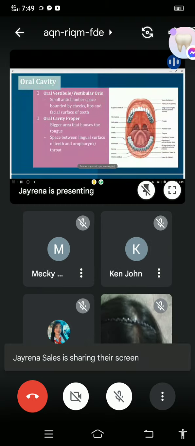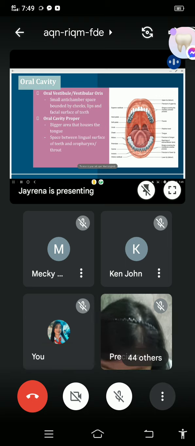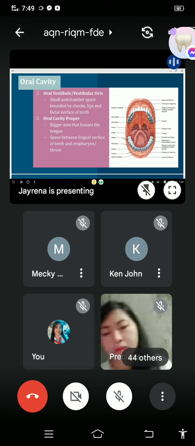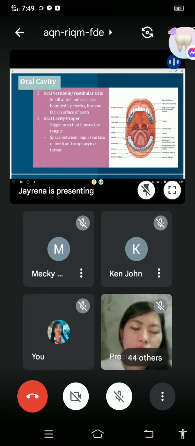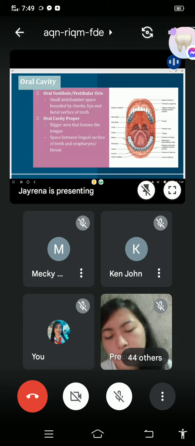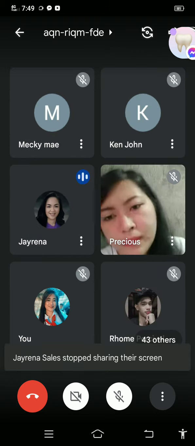When we talk about oral cavity proper, this is the largest part of the oral cavity. So, yung likod na surfaces ng ngipin that is touching your tongue, both in the upper and in the lower, hanggang dun sa paglunok mo, you call it as oral cavity proper. Do you understand? Okay, turuan ko kayo, para ngayon pa lang, hindi na kayo malito.